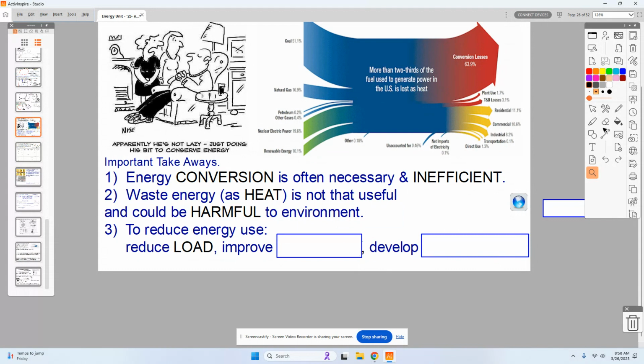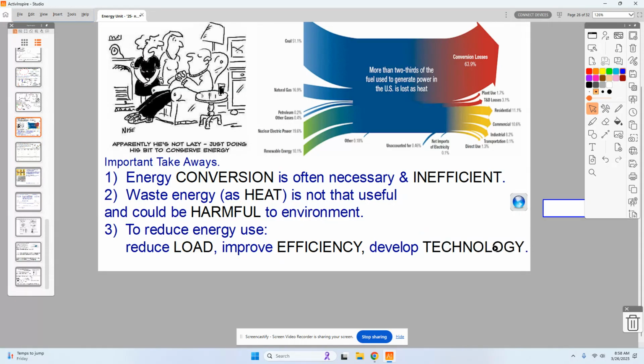Improve efficiency, and a big part of this project is to measure the efficiency of your launcher. So make things more efficient. And then finally, a big part of R&D, that stands for research and development, is to develop new technologies to try to harness various forms of energy. So energy, again, is how we get things done. And the goal right now in the energy sector is to try to make things more efficient and improve technology.